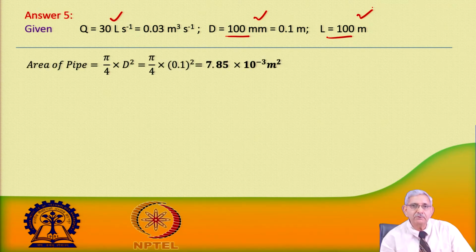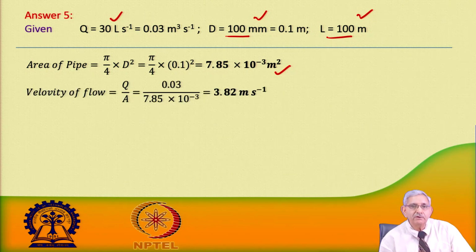Area simplify by 4 d square. So, d is known to us. So, we are getting 7.85 into 10 to the power minus 3. This is the area of the pipeline, and this data will be used to find out the velocity of flow. So, Q is known to us. So, velocity of flow through the pipeline is simply discharge flowing into the pipeline divided by the area, which will give the value of 3.82 meter per second. This is the velocity of flow through the pipeline.